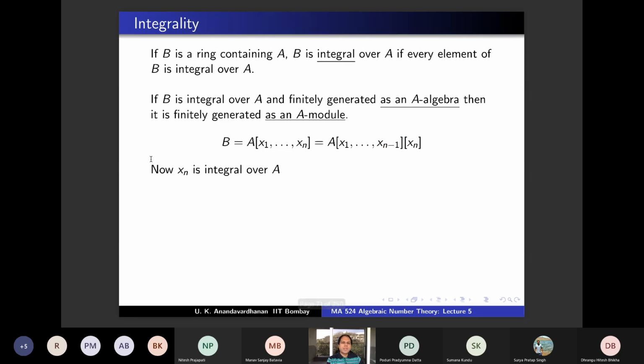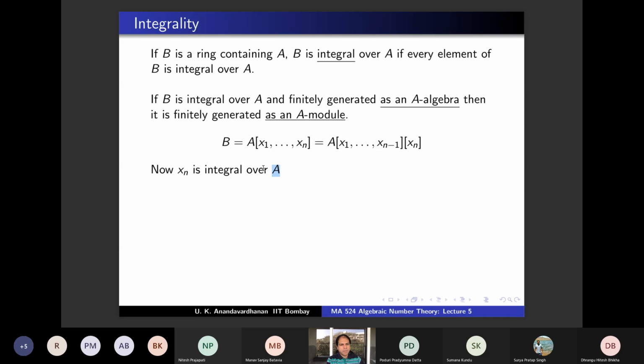Okay. So now xn is integral over A because all these things, x1, x2, etc., xn, are integral over A. Any element of B is integral over A. In particular, xn is integral over A. So that means it satisfies a monic polynomial with coefficients in A. So if you take any ring containing A, then xn is integral over that ring also, no?